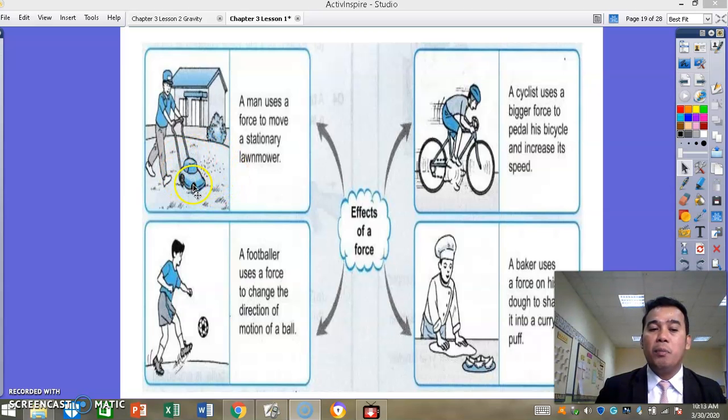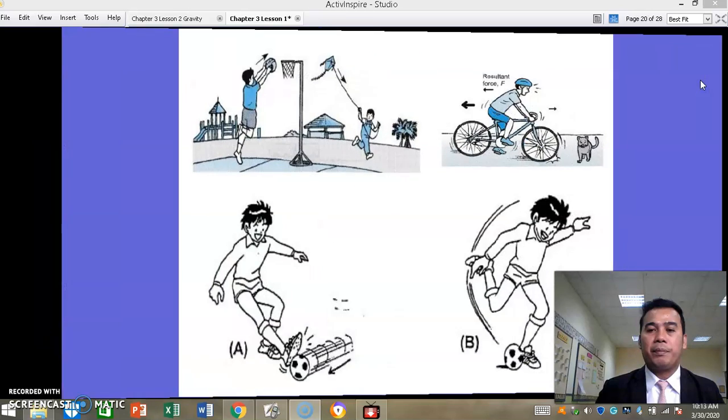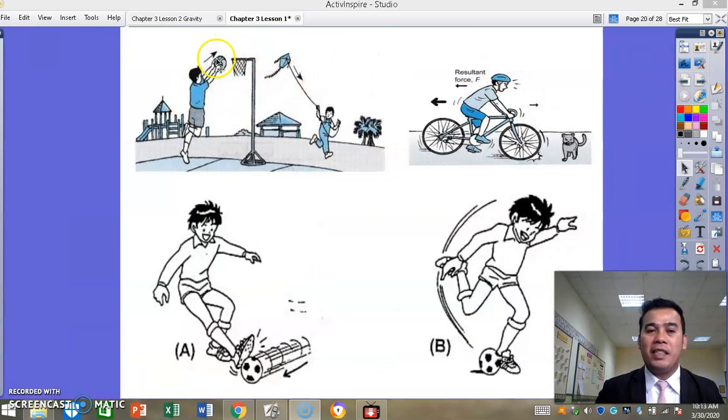A smaller force. The bicycle, as you can see, is being moved by this man. This man is using bigger force. At the same time, the boy playing football is also using a bigger force. And this baker is also using a small force to make pizza or bread. Let's continue.